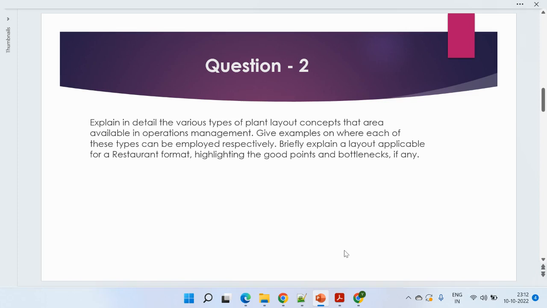It's not like, okay, for a restaurant it specifically should be the process one or the product one. You can choose any of them, and you need to mention, okay, if I am choosing process, these are the advantages which make it the best fit for a restaurant, and these will be some bottlenecks or disadvantages. Or if you are choosing hybrid, or the fixed position layout, then you need to specify that these will be the advantages and disadvantages if you use this for the restaurant.